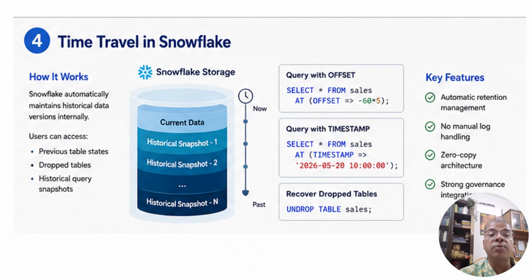Compared to Databricks, Snowflake emphasizes operational simplicity. Much of the complexity is abstracted away from users. This makes it very attractive for analytics-heavy organizations that want strong governance with minimal operational overhead. As you can see, these are some of the queries: with offset, you can say select star from table at offset greater than or equal to 5 hours before, and with timestamp, and you can undrop tables. So that is the power of time travel in Snowflake. Moving on.